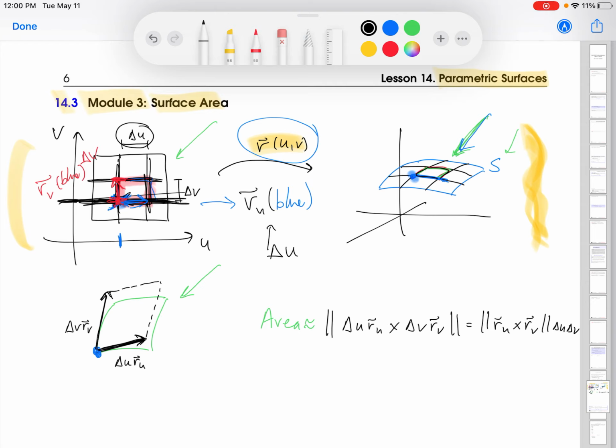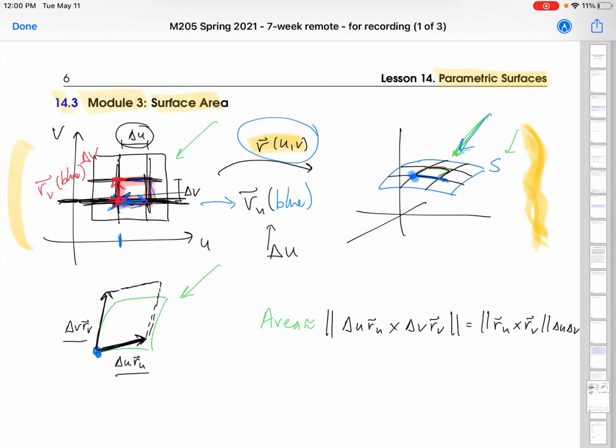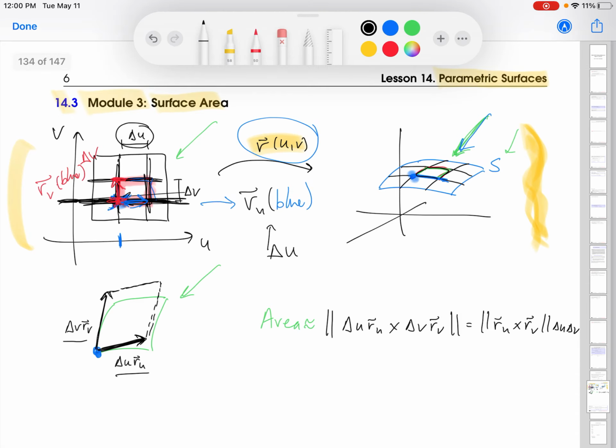What can I do now? I can now form the parallelogram from these 2 vectors, R sub U times delta U and R sub V times delta V. And back from lesson 3, one of the practice problems, we had talked about areas of triangles as the norms of cross products of vectors. We can double that, if you will, and get the area of a parallelogram as the norm of a cross product of two vectors. So we can see from everything I've tried hard to set up here that the area of the green patch, this little patch on the surface S, is approximately the area of this parallelogram, right?